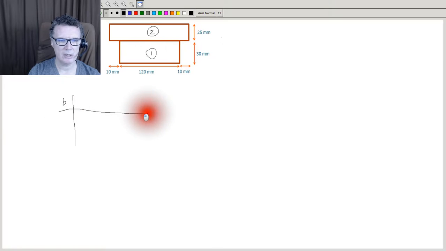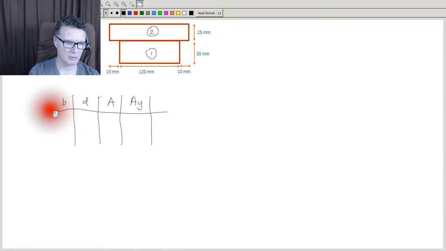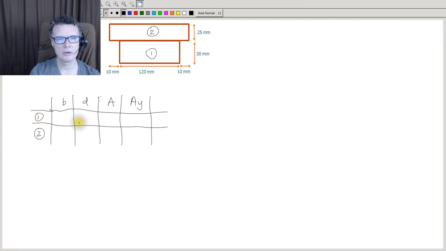I want B, I want D, I want area, I want first order, first moment of area. Anything else at the moment? Nothing else at the moment I can see. So I also need my sections, so the column for that. So section 1, section 2.